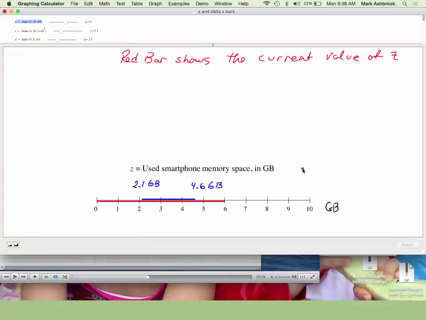So the red is the current amount of total memory space used in gigabytes. What might that blue bar be representing? It starts at 2.1 on the scale and it ends at 4.6 on the scale. Okay, so the memory space taken up by something on your phone, that's true. What else might it represent? Something a little more general than that. An average? No, not quite an average.